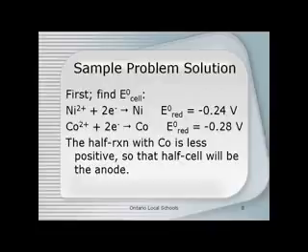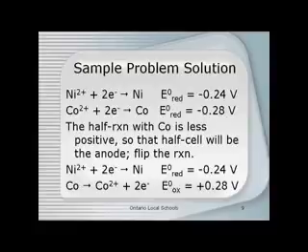Before we can solve for parts A, B, or C, we need to know the energy of the cell under standard conditions. So let's look at the two standard reduction potentials and the equations that accompany them. Nickel 2 plus plus 2 electrons yields nickel, and we see that the standard reduction potential there is minus 0.24 volts. Cobalt 2 plus plus 2 electrons yielding cobalt metal, the standard reduction potential is minus 0.28 volts. The half reaction with cobalt is less positive, so we'll choose that half cell to be the anode.